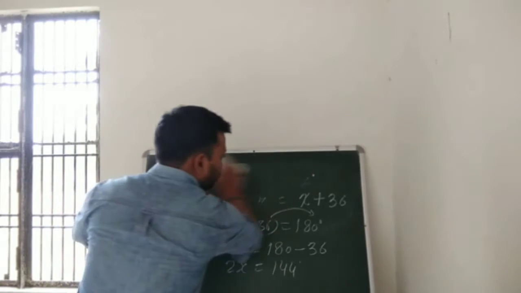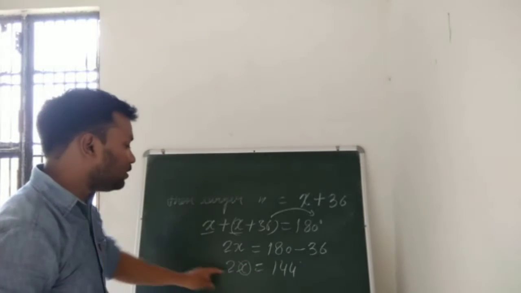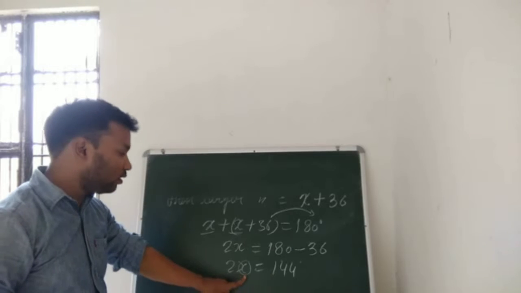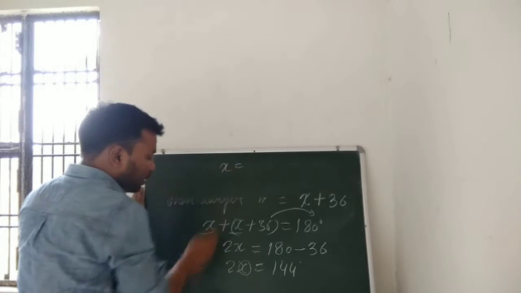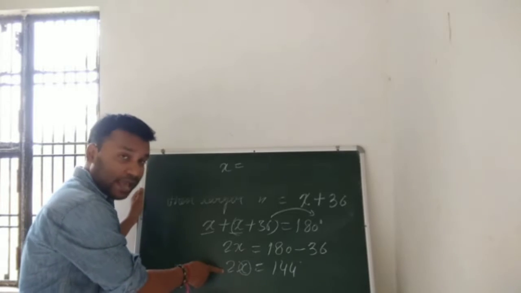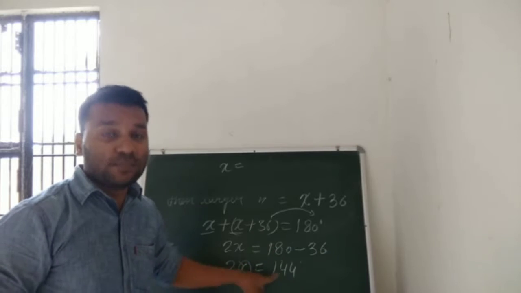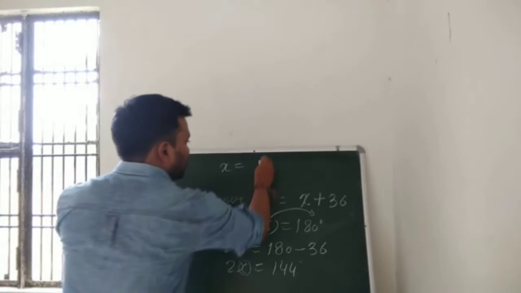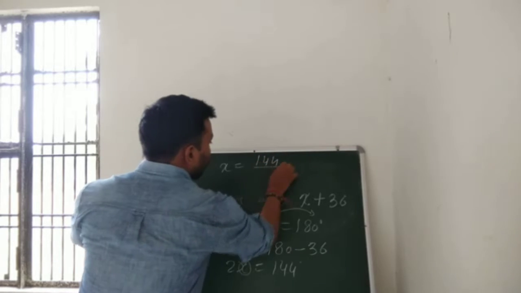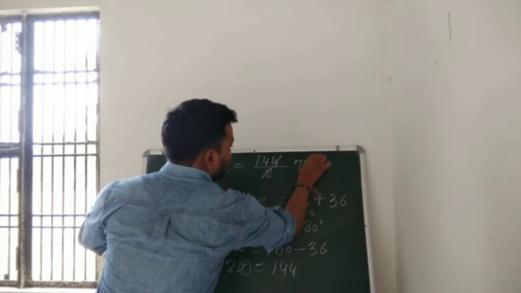Again, because we have to find the value of x, we will leave this x here alone and we'll take this 2 to the RHS. Because the relation of 2 on the LHS is of multiplication, when we move it to the RHS, the relation will change to division. That is, the value of x will be 144 divided by 2, that is 72.